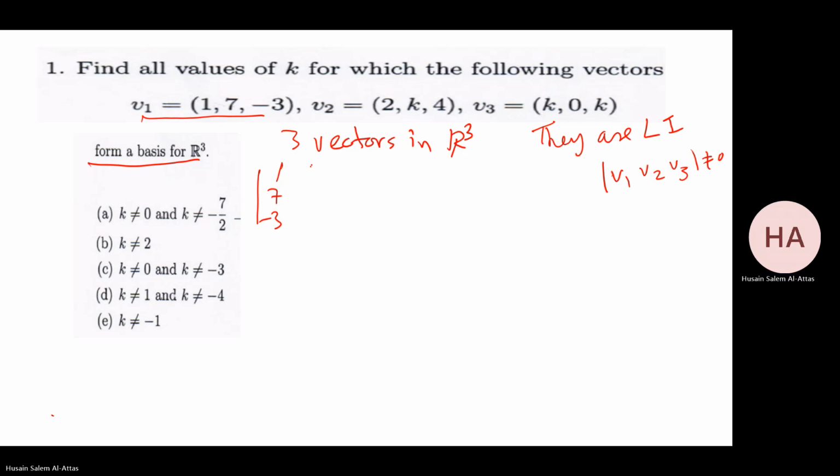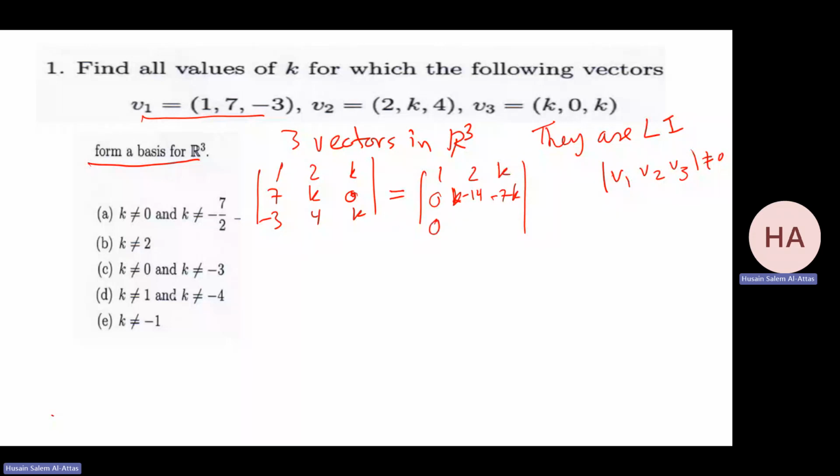Okay. So multiply by minus, you get what? Minus and add. That will give me minus 7 and add. That will give me 0. Then gives me k minus 14. K minus 14. Minus 7k. 3 and add, that will be 0. That will be 10. That will be 4k. This should not be equal to 0.